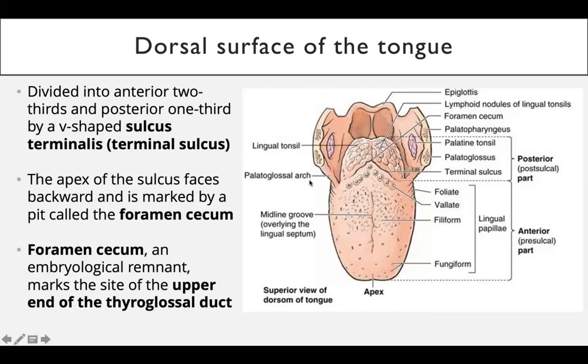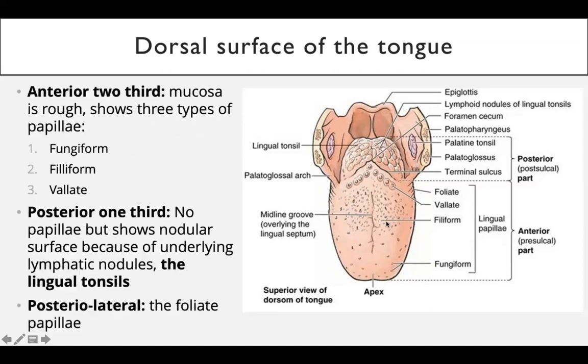Other than that, palatoglossal arch, lingual tonsils, palatine tonsils. These are all arches, and these have muscle, palatopharyngeus, and then lymphoid nodules of lingual tonsils, and then there is the epiglottis.